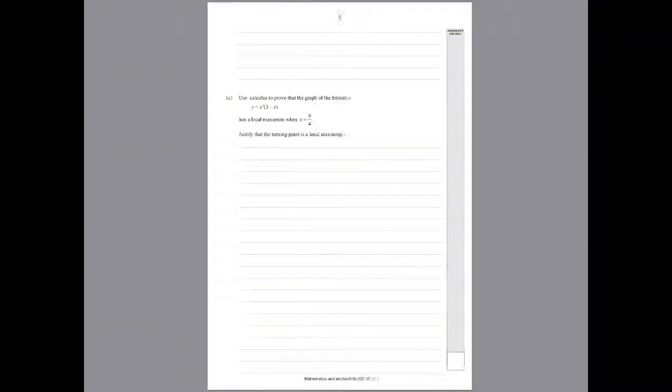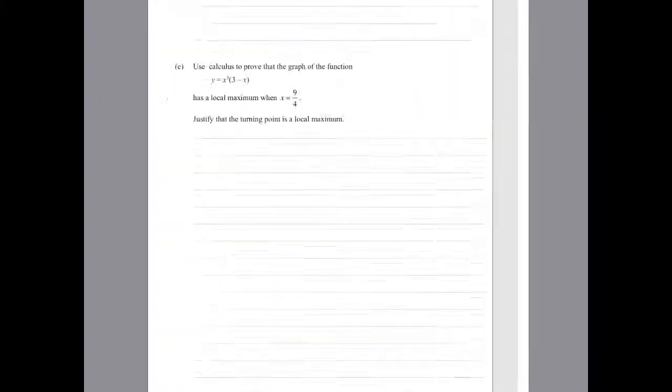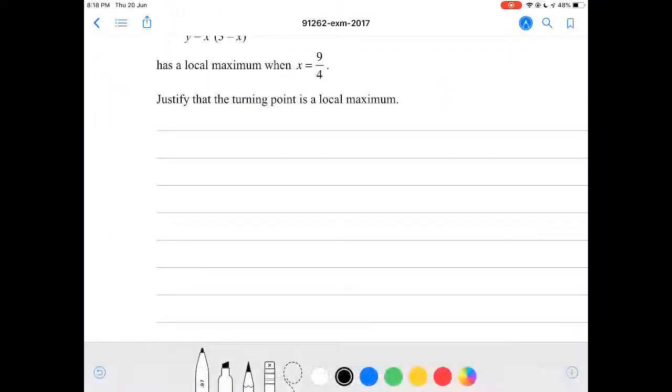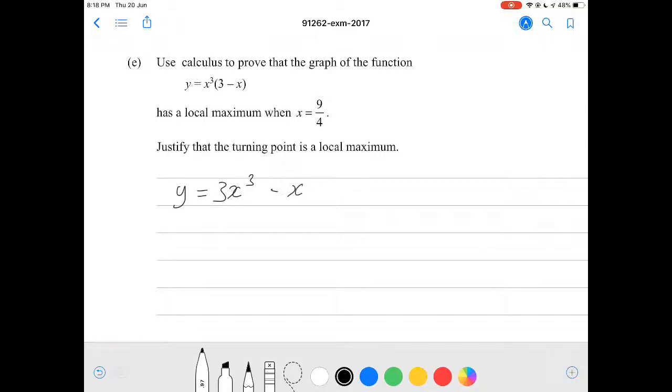Alright, moving on. Use calculus to prove that the graph of the function y equals x cubed bracket 3 minus x bracket has a local maximum when x equals 9 divided by 4. Justify that the turning point is a local maximum. Okay, so basically first we need to expand. So we go y equals x cubed times 3 gives 3x cubed minus x to the power 4. So therefore we can say that our f dash of x equals 9x squared minus 4x cubed.